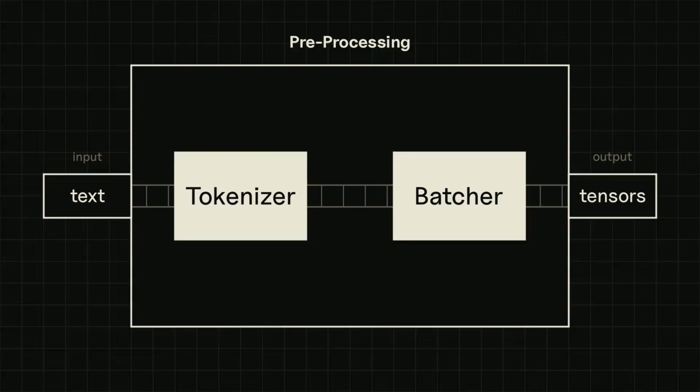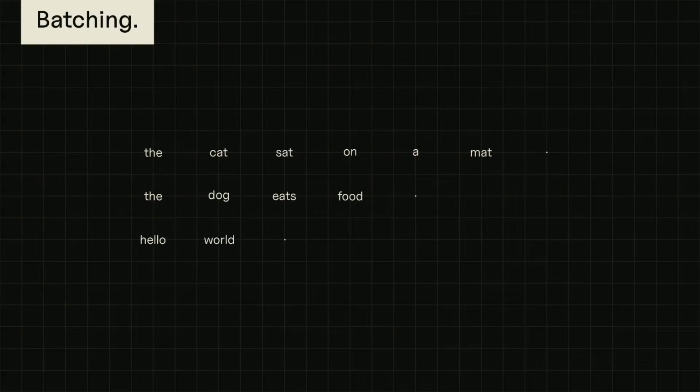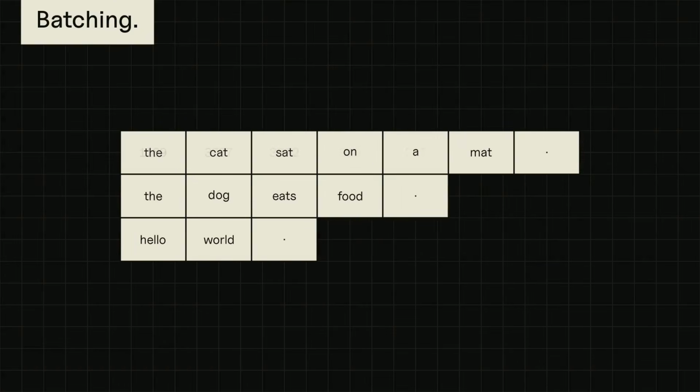Now, let's move on to the second mission in the preprocessing building, called the batcher. If we were to process only one sequence at a time, we'd be wasting a lot of compute. Instead, we process multiple sequences simultaneously. This is called batching. We can think of it as arranging multiple tokenized sequences into a nice matrix.